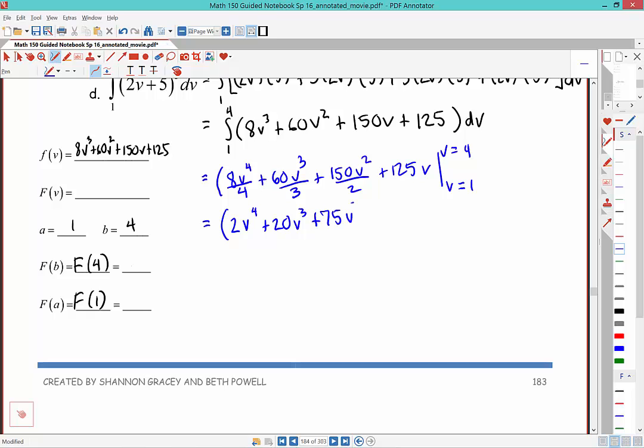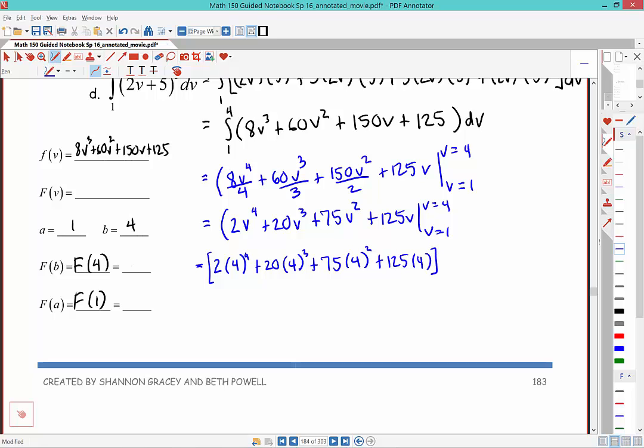So our upper limit of integration will be 2 times 4 to the 4th plus 20 times 4 cubed plus 75 times 4 squared plus 125 times 4, minus, now everything is going to be 1 to the 4th, 1 cubed, 1 squared, etc. So do you see we'll just get minus 2 plus 20? Well, I'll plug it in so you see it. 2 times 1 to the 4th plus 20 times 1 cubed plus 75 times 1 squared plus 125 times 1.